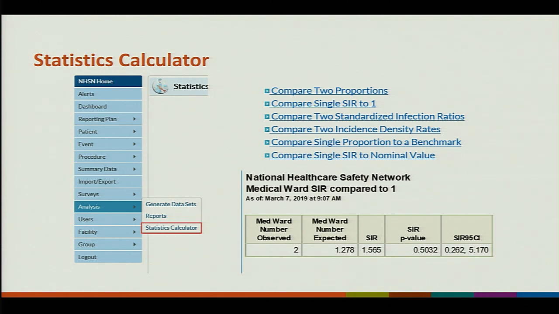So another way you can use an analysis report that may be useful to you and your facility is the statistics calculator. The statistics calculator can be used for customized SIR analysis. Let's say you would like to compare your unit data to the value of 1. You would select that specific report, input that required information, and the table that would be generated can provide additional statistical evidence like your p-value or 95% confidence interval. You even have the option to compare two SIRs. As you can see, there's multiple different options in the calculator that can be used for comparisons.